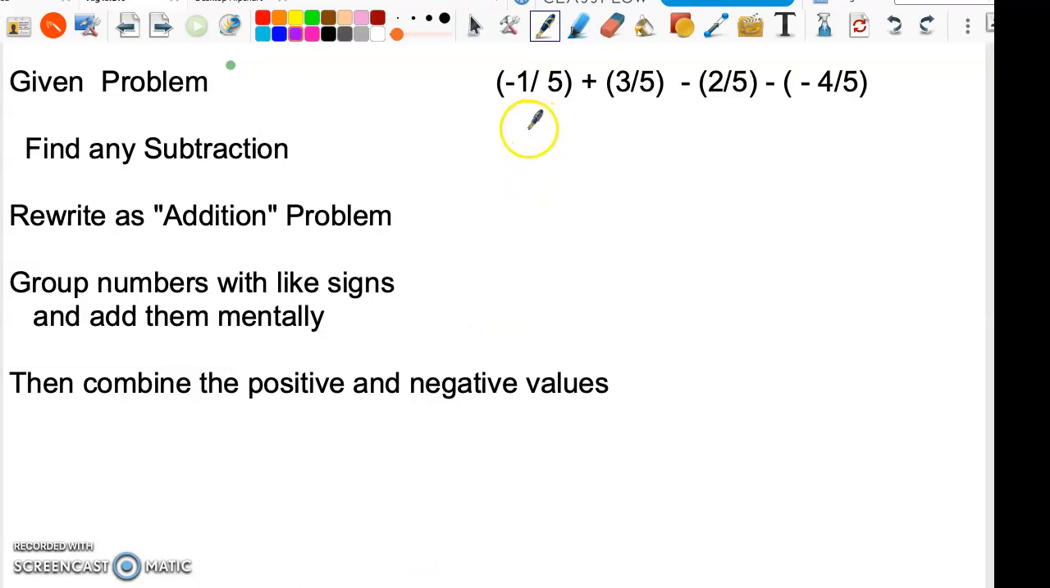So here I have -1/5. I have -2/5. This is just like saying plus -2/5, because this is subtraction. And here I have plus 4/5. So my two negative numbers are -1/5 and -2/5. And my two positive numbers here are 3/5 and 4/5.